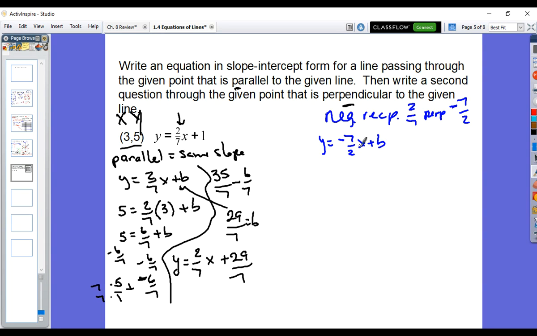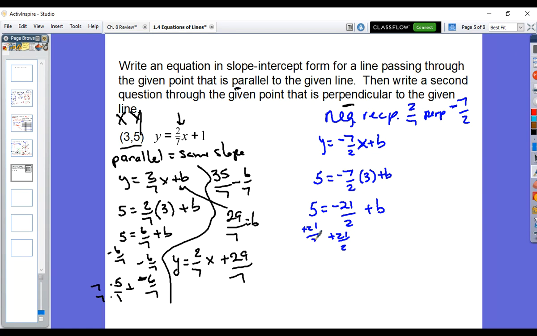So we run into the same problem as before. We have a b, our y-intercepts are different, and they should be, but more specifically, we don't have a value for a y-intercept. So to figure that out, we take that same 3 and 5, and we substitute it into here. So 3 in for x, 5 in for y, so we got 5 equals negative 7 over 2 times 3 plus b. We multiply this out, we get 5 equals negative 21 over 2 plus b, and again, to get b by itself, we'll then add 21 over 2 to both sides, plus 21 over 2.